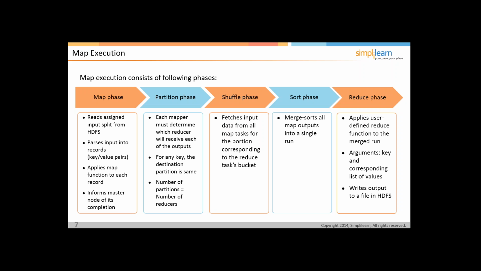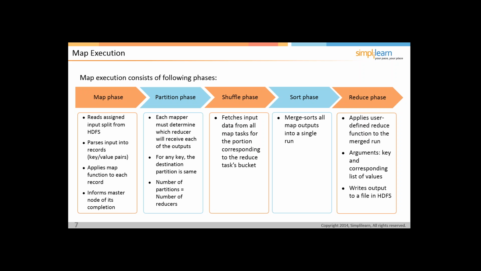On the map side, whenever the map function starts to produce output, it is not simply written to disk. The process is more involved and takes advantage of buffering the writes in memory and doing some processing for efficiency. Each map task has a circular memory buffer that it writes the output to, and the buffer is 100 megabytes by default.